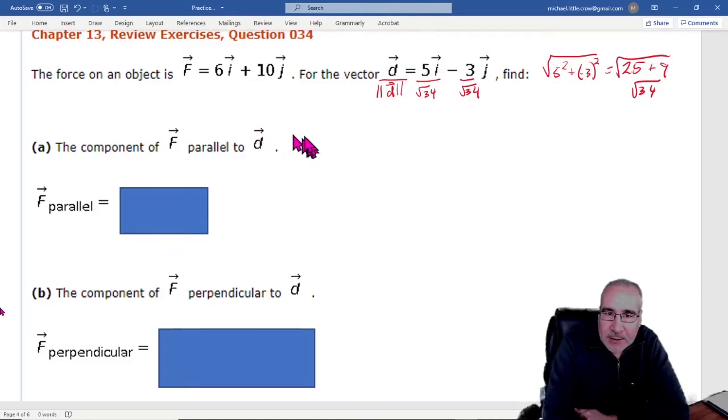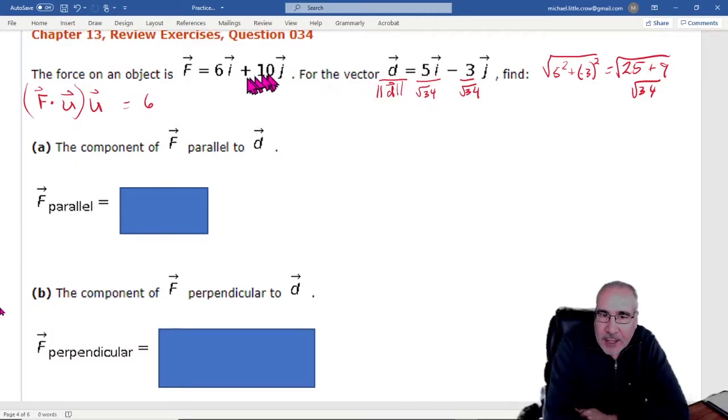Okay, so let's come back here. We could probably use a space here. F dot the new unit vector we've got. And then remember, just so that it becomes times a vector, because we got a scalar, we want to end up with a vector. Okay, so the dot product part is 6 times, so the i components multiplied together, 6 times 5 over square root of 34 plus 10 times -3.